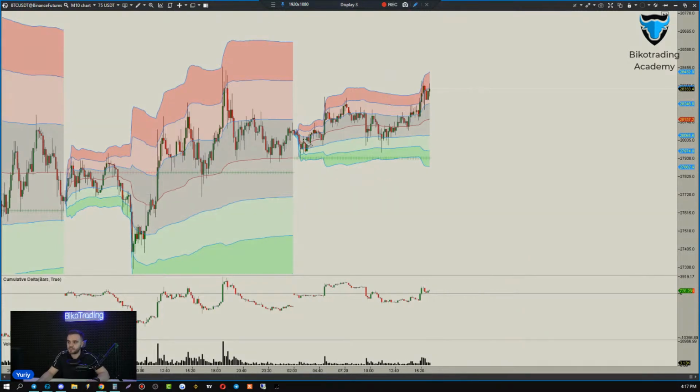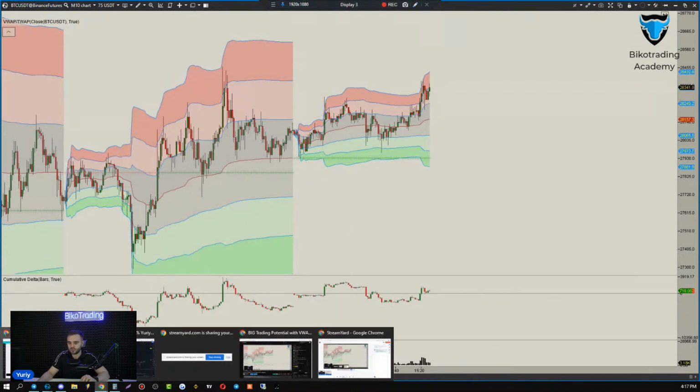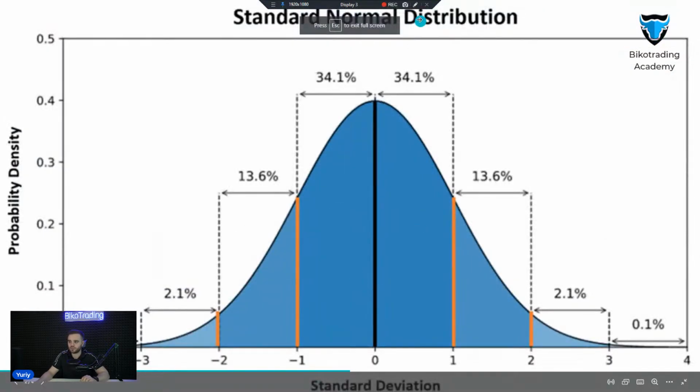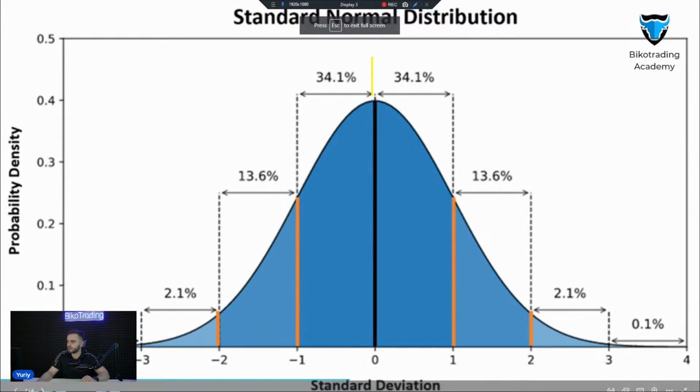And VWAP means that most of the value during this trading session was distributed in this area. What does VWAP mean for all of us? As you can see, VWAP is exactly this line. If you check VWAP, we have this line, guys.